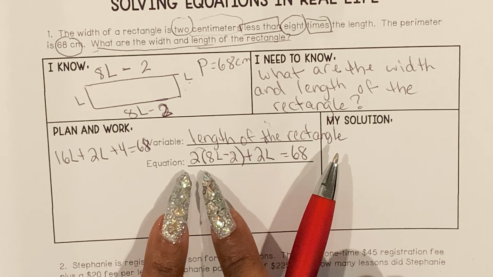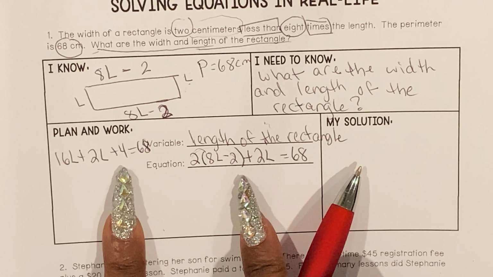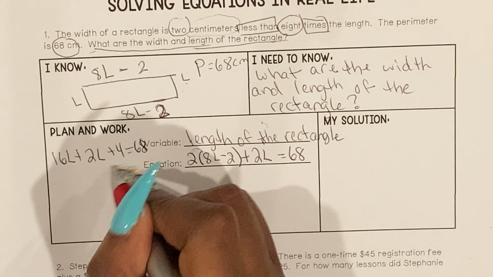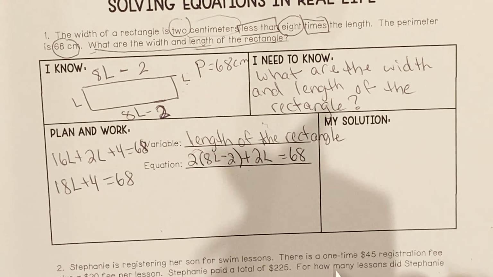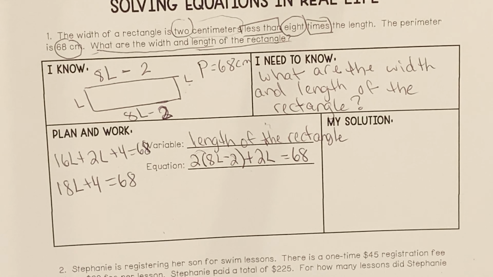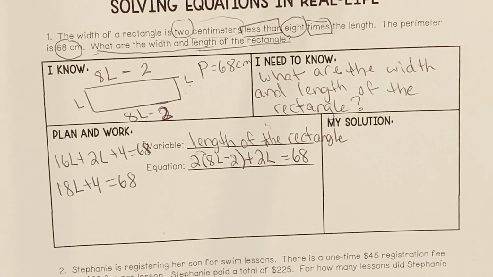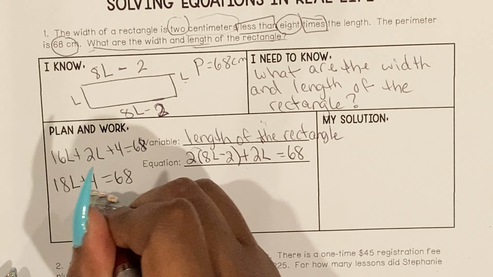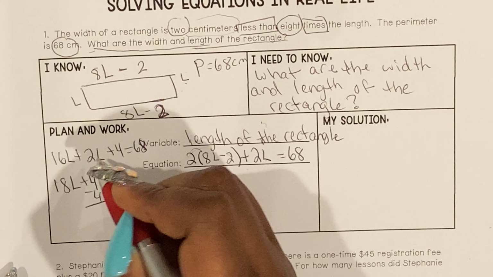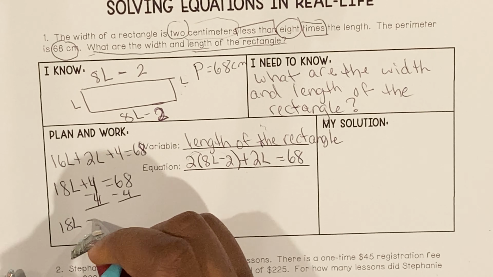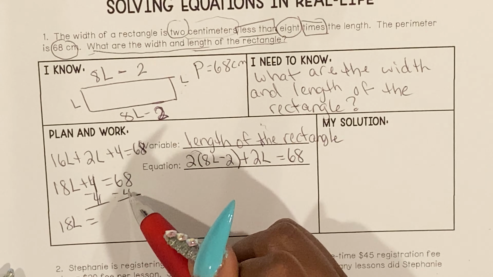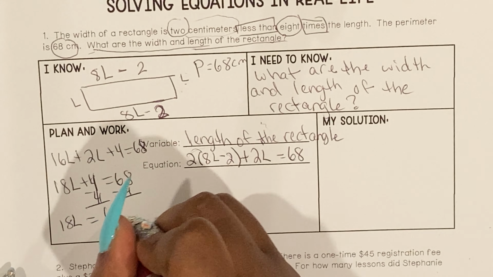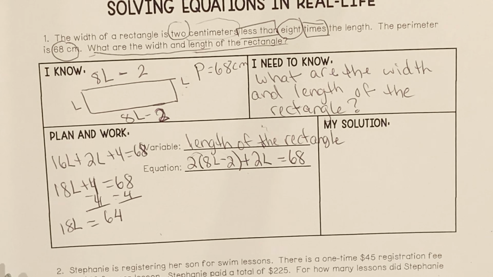Then I went back to my distributive property and I said 2 times 2, which is 4. Then I'm going to combine my like terms, and I have 18L plus 4 equals 68. So then I'm going to solve. I subtract 4 from both sides because that's a 2-step equation. I bring down 18L equals 68, take away 4. So 68 minus 4 is going to equal 64. Hopefully you can see that.